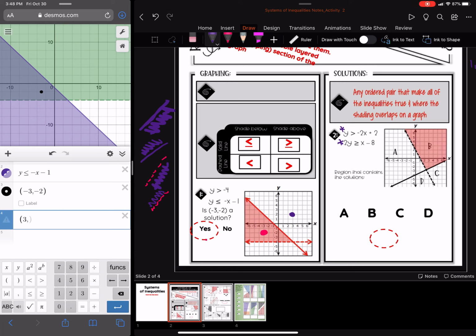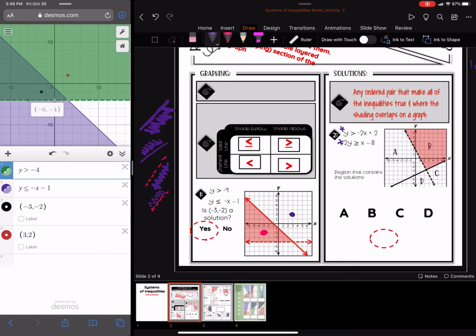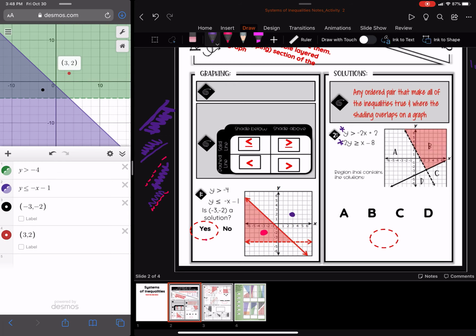You could put in +3, +2. And as you notice, it is just in the green. Remember, it has to be in the double shaded right here. So no, it is not part of my solution set, which you can see on both screens that it lies outside of the double shaded. So no, it is not. But this one, the one that they give us, it's right there in the pink, and that one is.